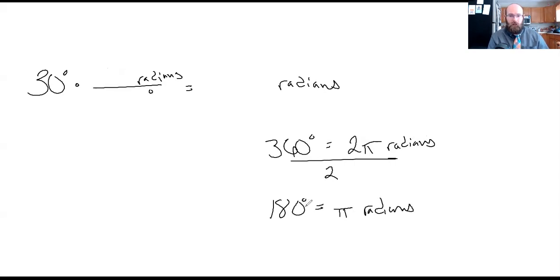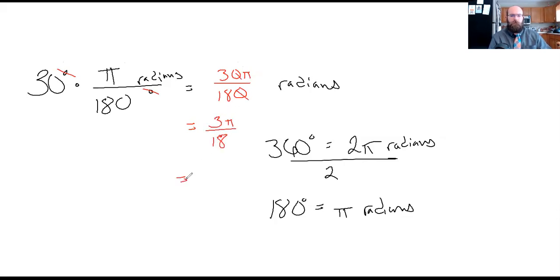This we would call an equivalency relationship, or an equivalency relation. So now I could say pi radians over 180 degrees. My degrees symbol will cancel. I'm no longer in degrees. I'm now in radians. And 30 pi over 180. This simplifies a little bit. So first, I'm going to knock off these zeros. So now 3 pi over 18. But now 3 goes into 18 6 times. So this is pi over 6.